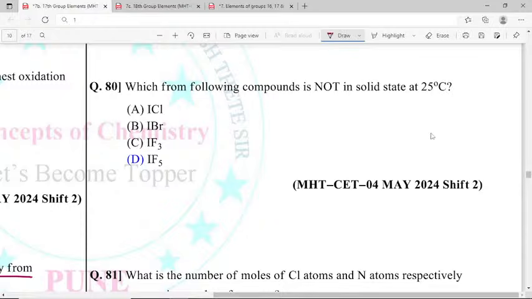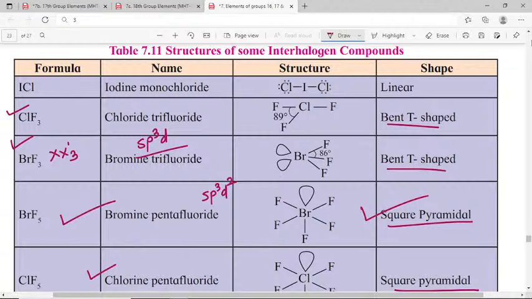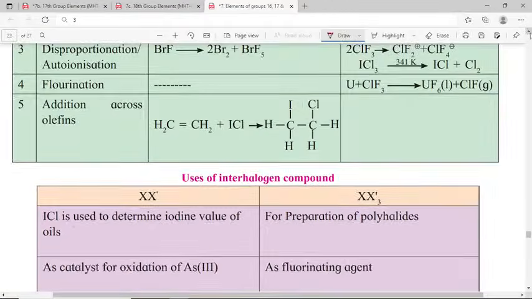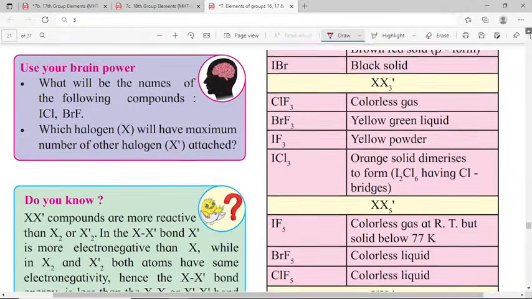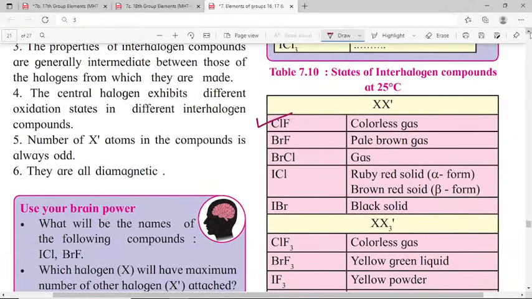Which of the following compounds is not in the solid state at 25 degrees centigrade? IF5, and the remaining are ICl, IBr, IF3. So where it is written as solid, liquid, gas, I am showing the table where all the solids, liquids and gases are written. Please note this solid, liquid, gas table, very important. This is the table here.